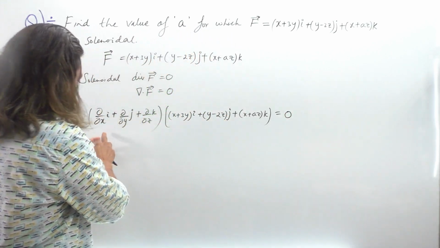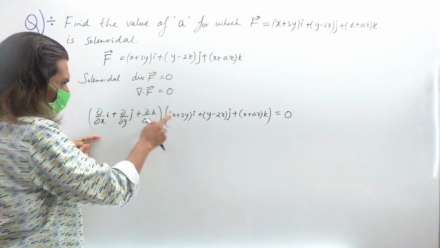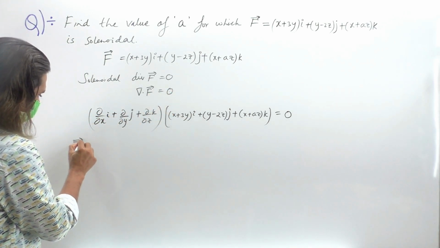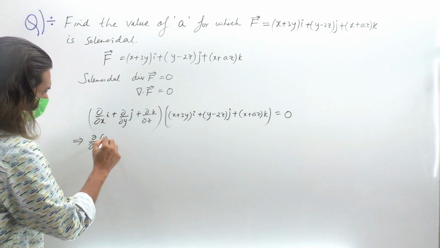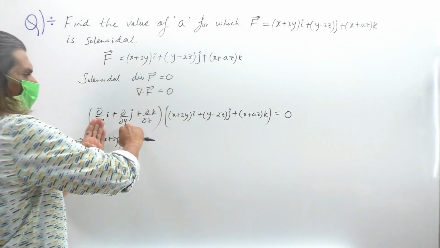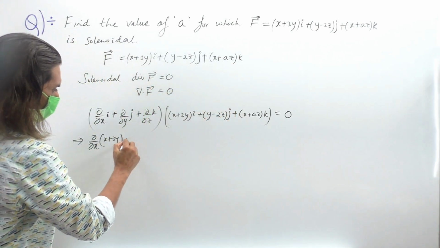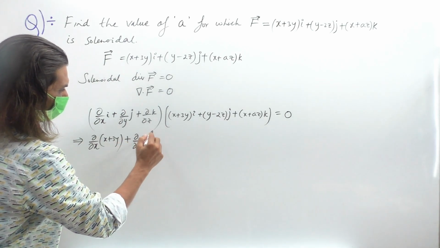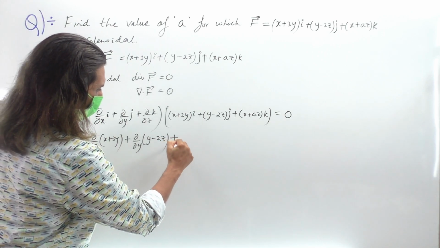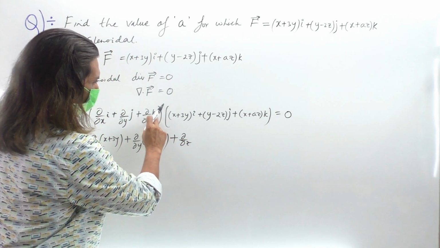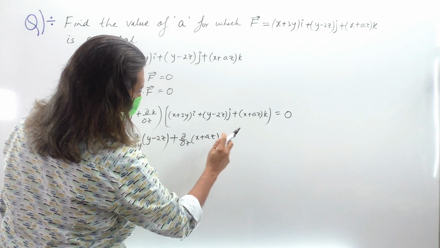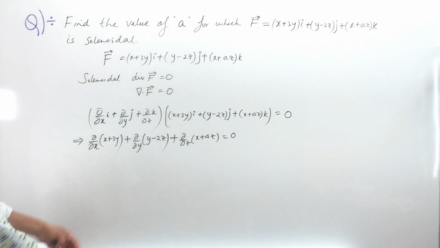So dou by dou x of this thing, i into i is 1. So that implies dou by dou x of (x plus 3y), because i into i is 1, j will multiply by j, plus dou by dou y of (y minus 2z), j to j is 1, and dou by dou z of (x plus az), k to k is 1. So this is equal to 0. Fine. Now, let us differentiate.